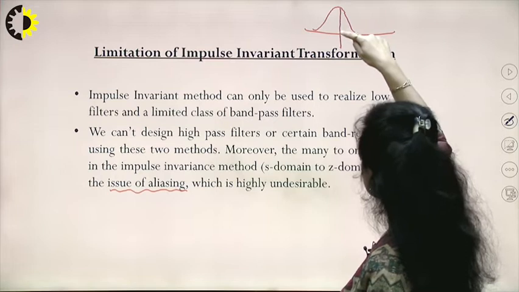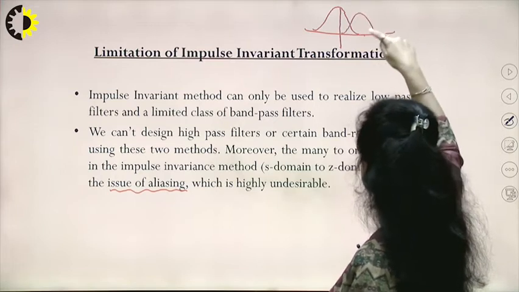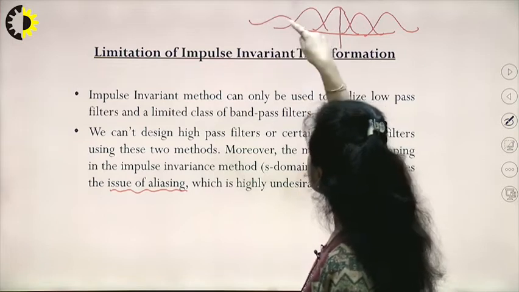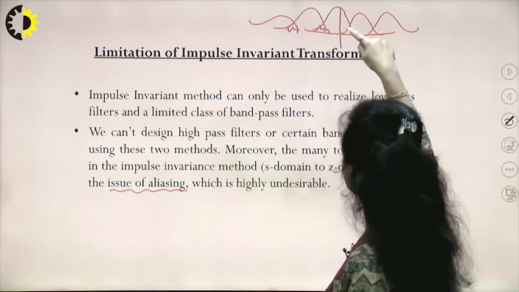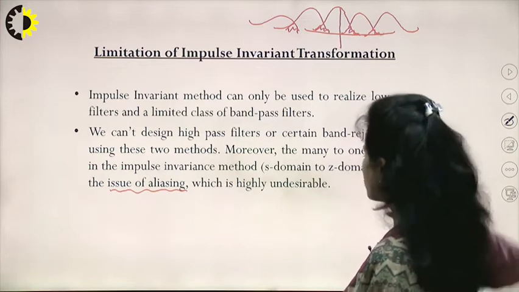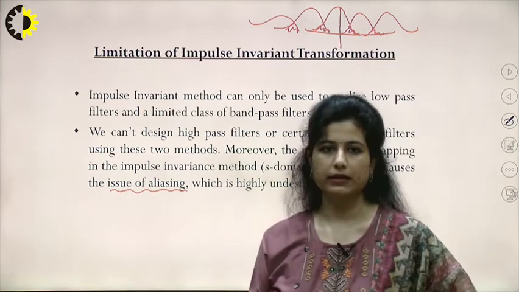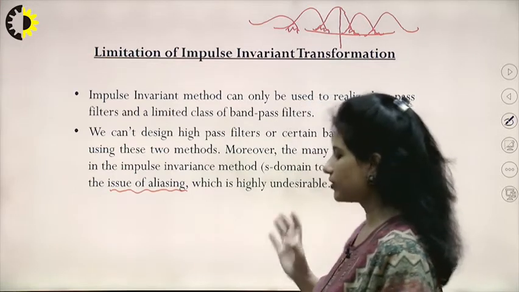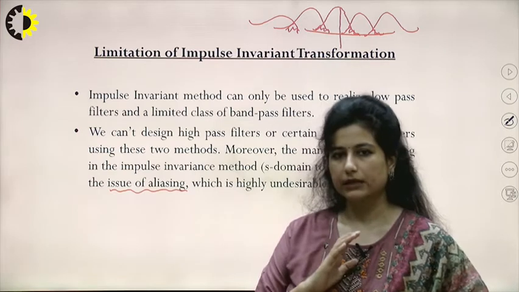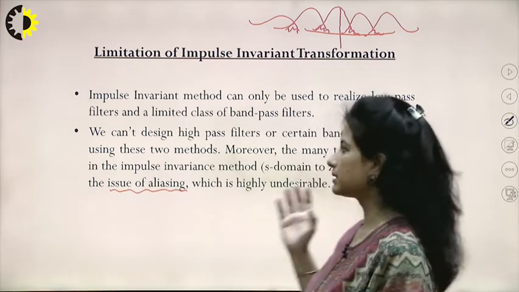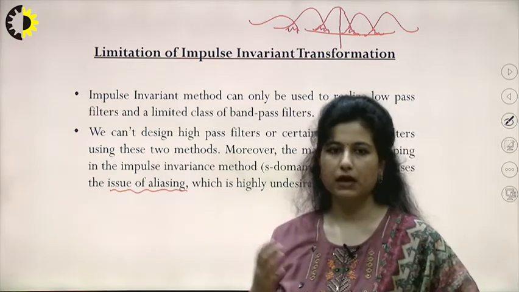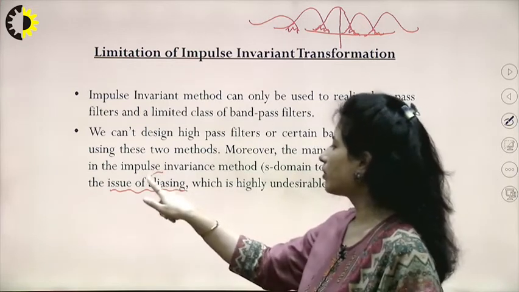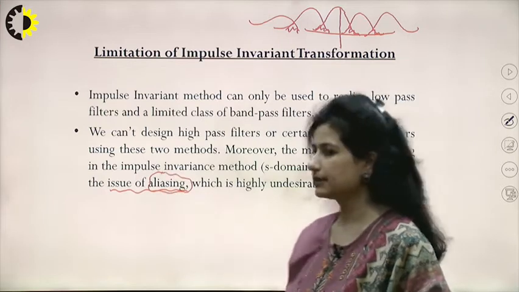Then the output of the signal would have images of this signal which are overlapping with each other. These overlapping areas are something I would never require; they are a kind of distortion, or you can categorize them as a kind of noise in my signal. Whenever I create a system in the analog domain and come to the digital domain using impulse invariant transformation, I am going to suffer from this issue called aliasing.